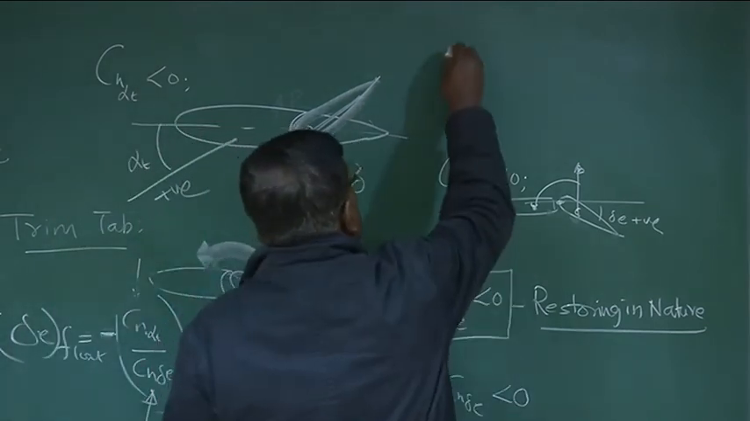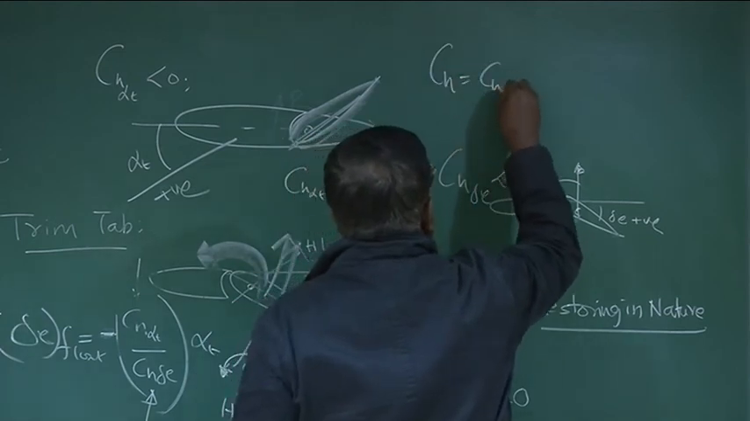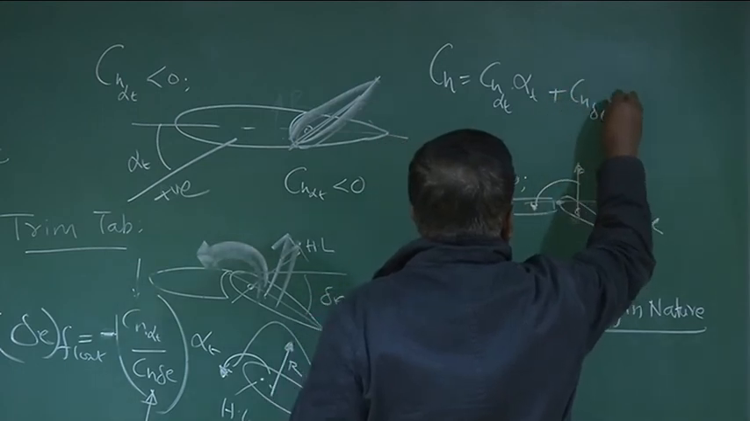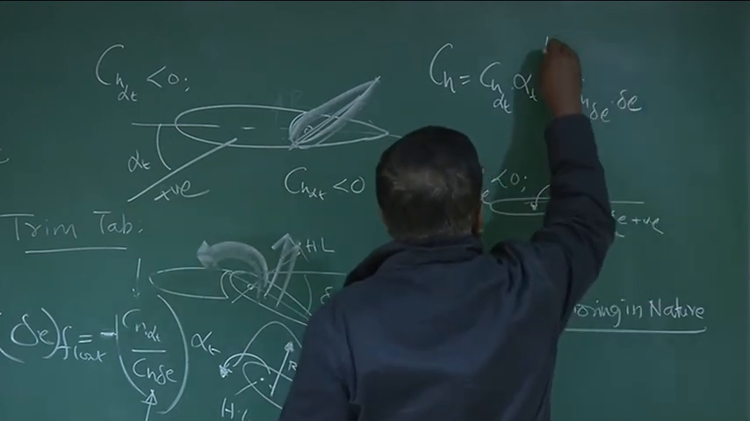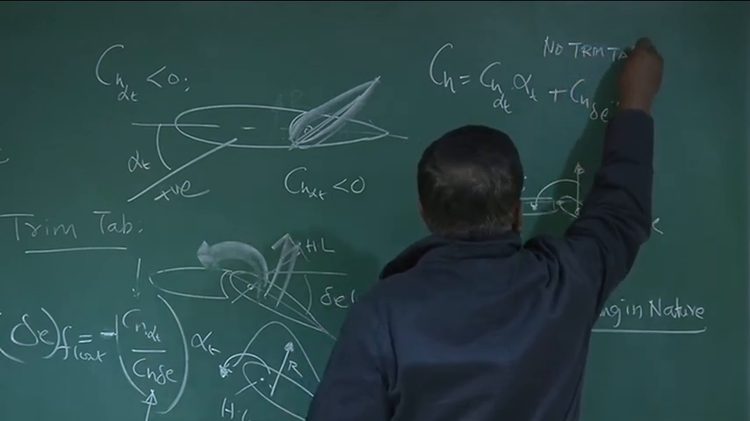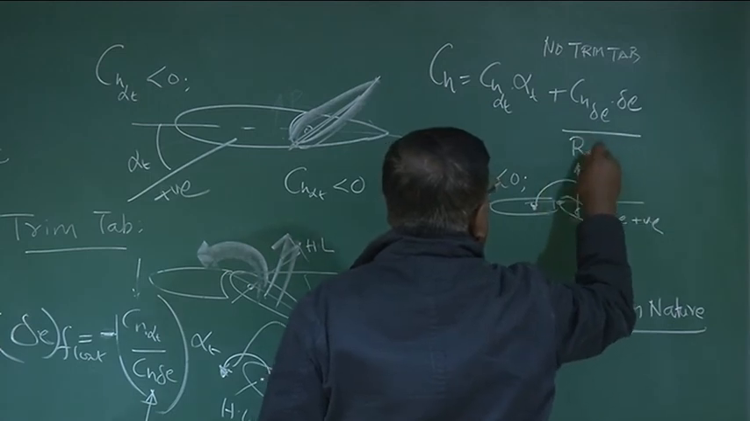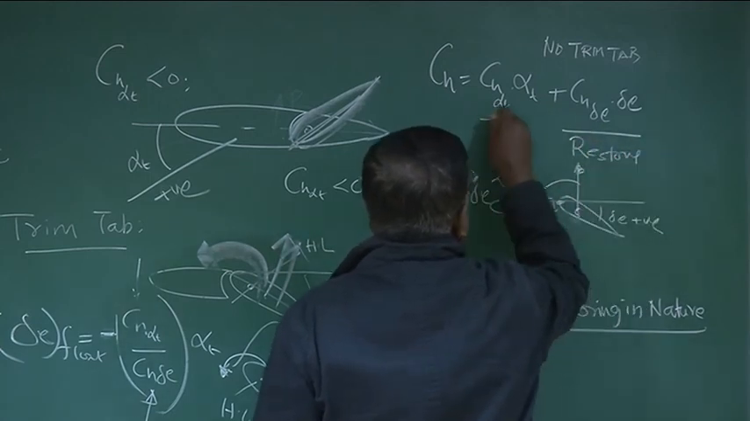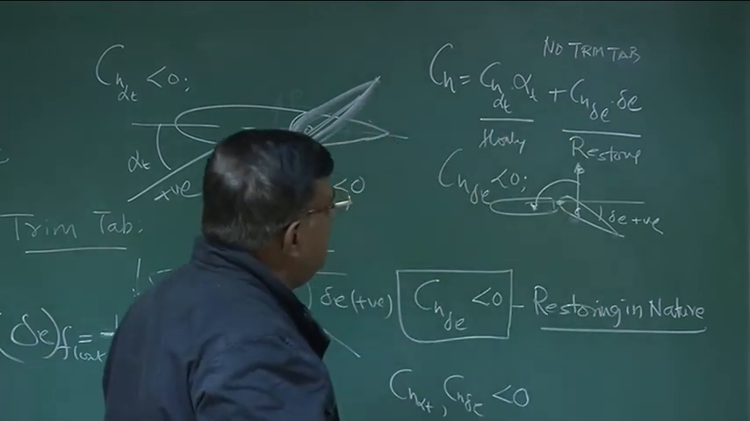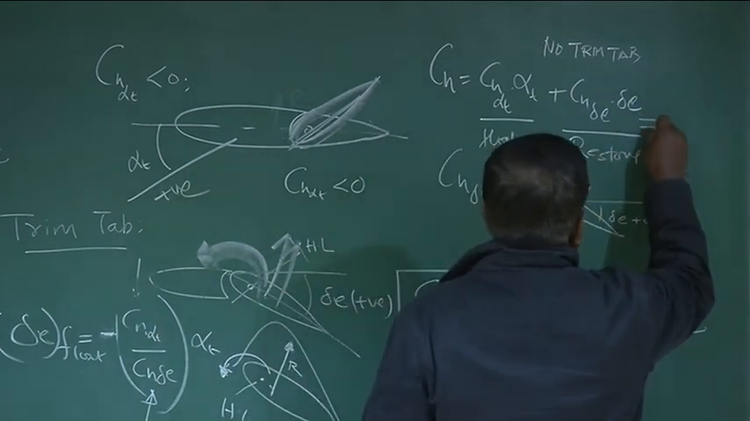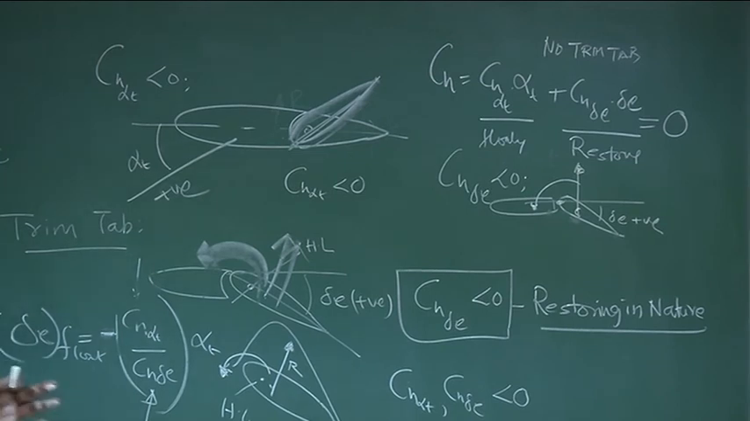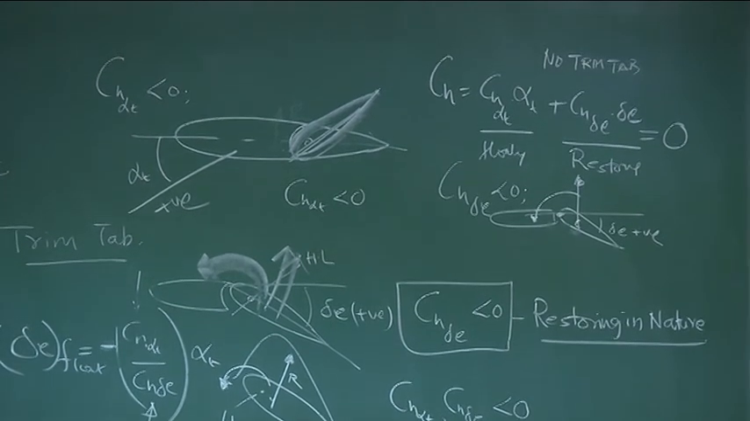That is why we write CH equal to CH alpha T into alpha T plus CH delta E into delta E if there is no trim tab. Okay, no trim tab. One is restoring and one is floating. So when they cancel each other, that is the time at equilibrium where CH equals zero, and that is how you get these expressions. As simple as that, not big things, okay?